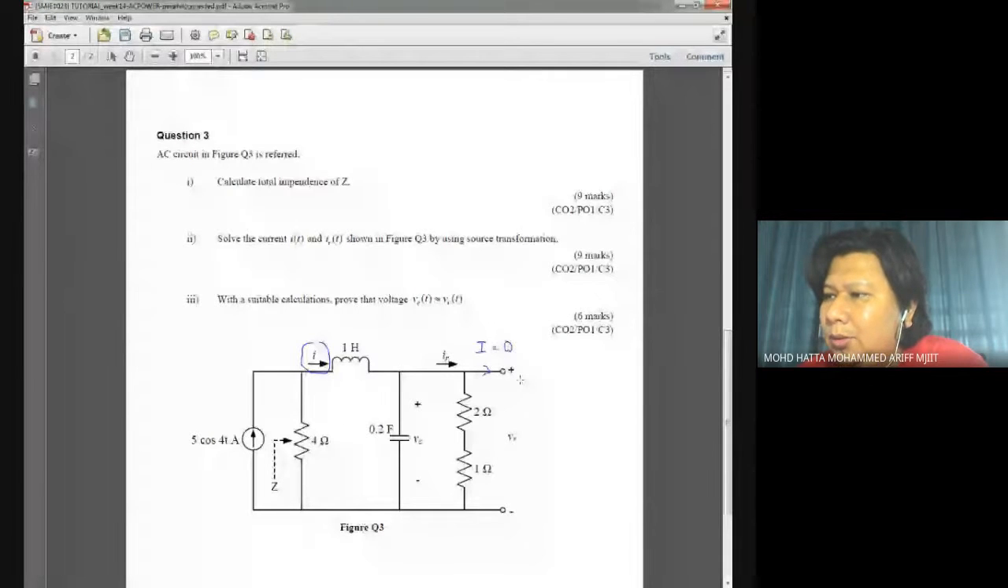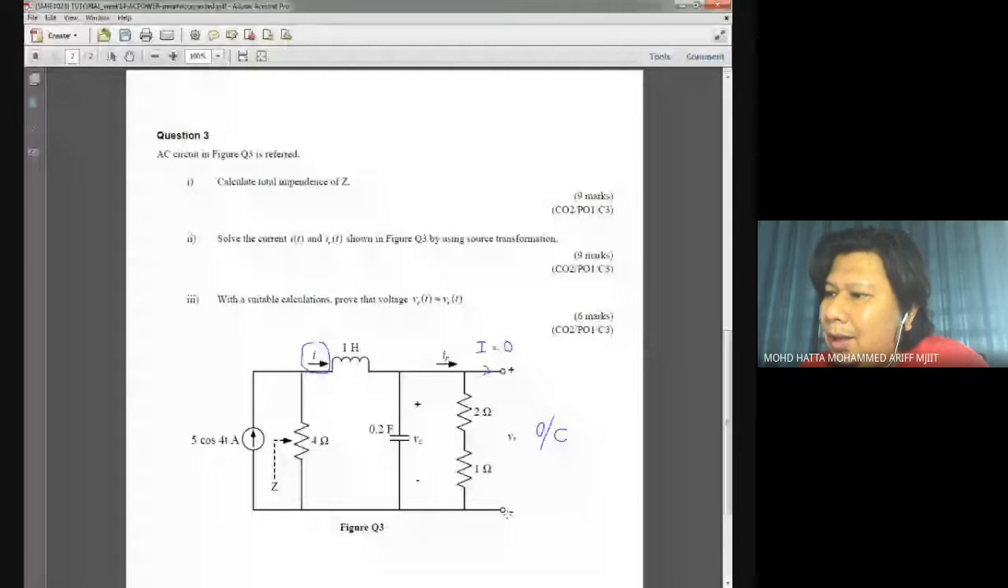Why is it 0? No component, it is an open circuit. Okay, yes, correct. Because this one is an open circuit connection. Although I label it as VR, this is a trick for you guys.